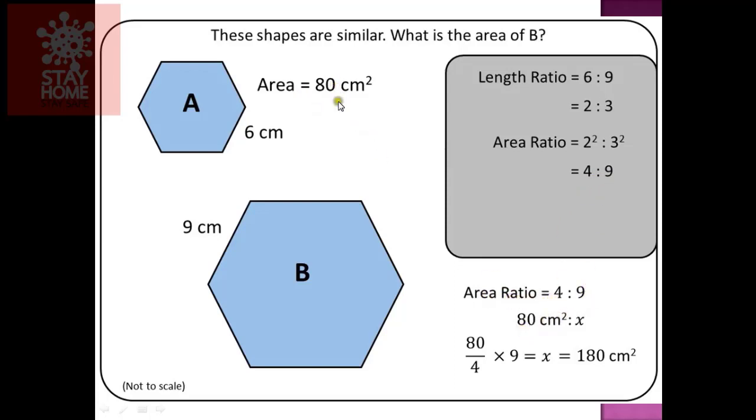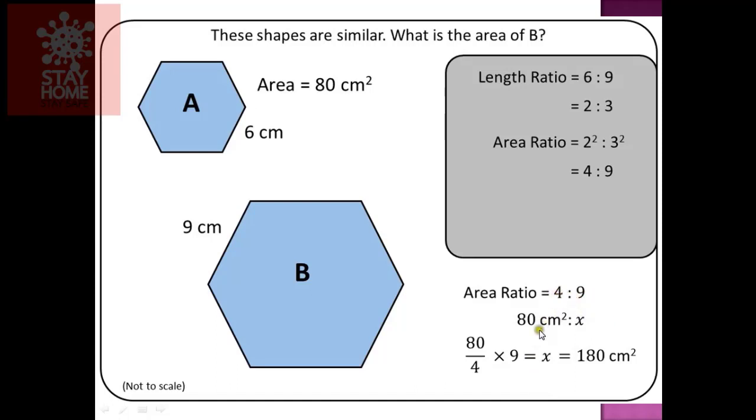So on one side it is 80 square centimeters. The other side, B, we don't know, so assume it is X. Now the area ratio is 4 to 9, so 80 over X equals 4 over 9, which gives 80 over 4 multiplied by 9 equals X. Why is it like that? Because the ratio sign is like the division sign, meaning 4 over 9, 4 divided by 9.